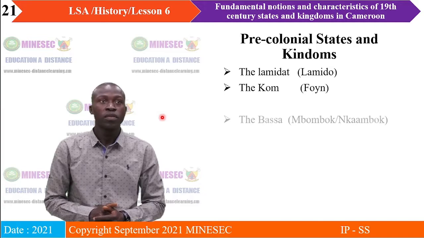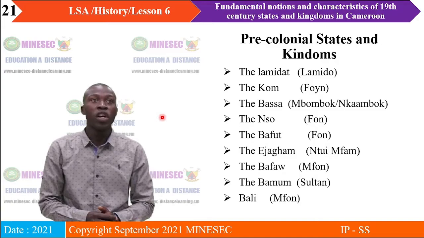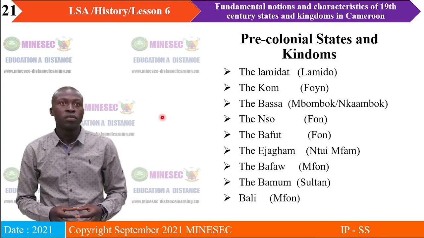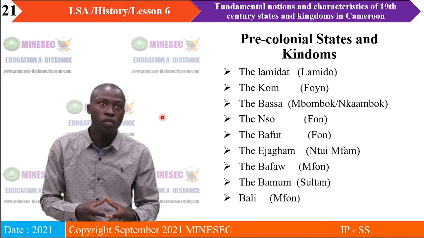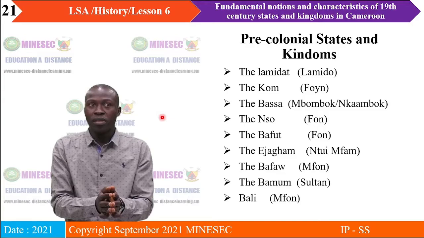Examples of these pre-colonial states and kingdoms included the Lamidat, some of them found in the northern part of the country today, like the Lamidat of Ngaoundere, Rey Bouba, Banyo, and the leaders of the Lamidat were called the Lamido.